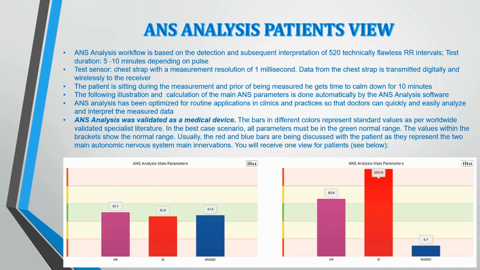Also very important to know is that the ANS analysis system has been validated as a medical device. The bars in the different colors represent the standard values that have been determined according to worldwide validated specialist literature. In the best case scenario, all parameters should be in the green normal range. The values within the brackets show the normal range, and usually the red and blue bars are being discussed with the patient, as they represent the 2 main autonomic nervous system innovations.